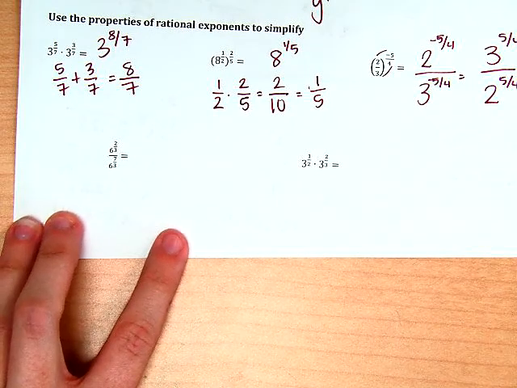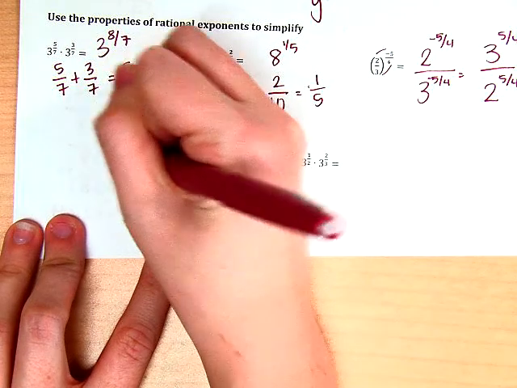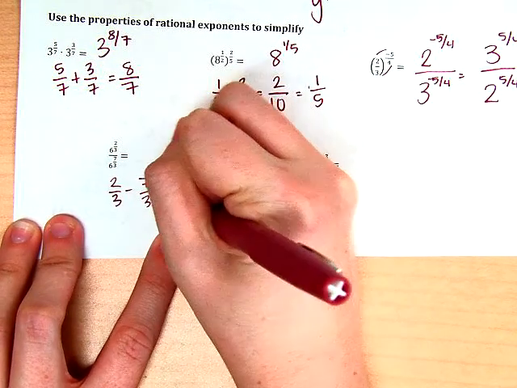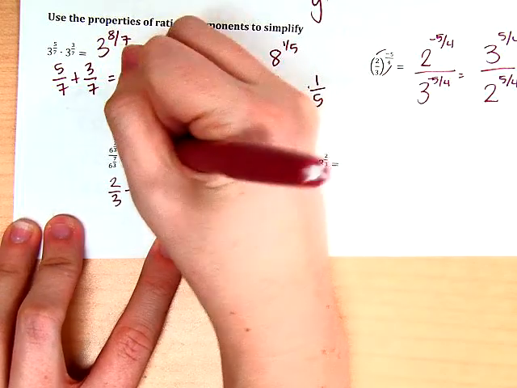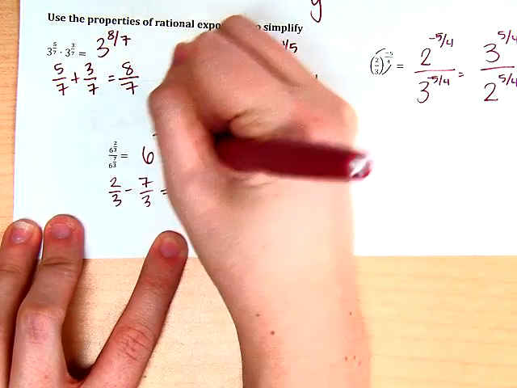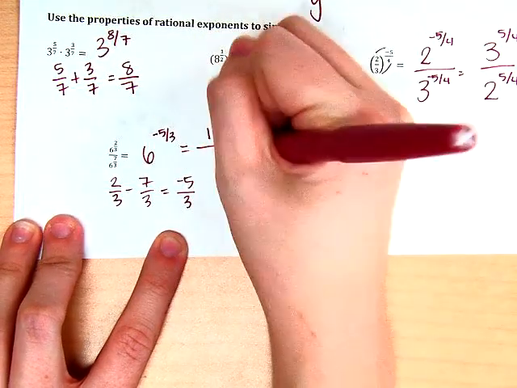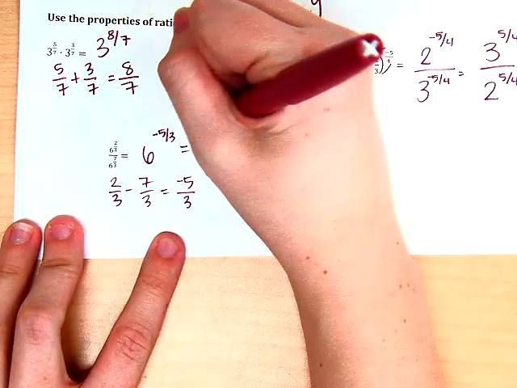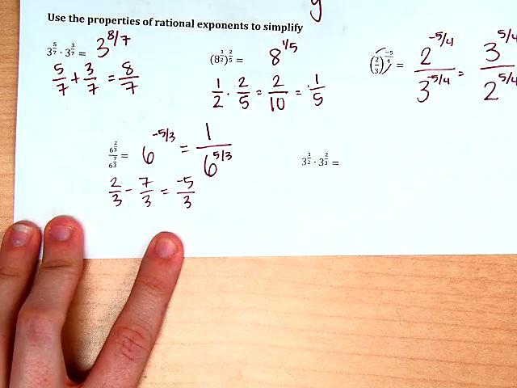Here we go, we're subtracting these exponents. So I got 2/3 minus 7/3. Bottom stays the same, and I got negative 5/3. So I have 6 to the negative 5/3, which I'm then going to flip, 1 over 6 to the 5/3, because we don't like negative exponents.